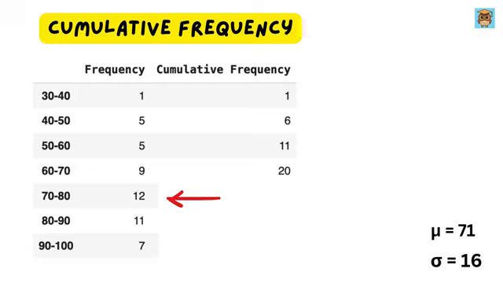Up to 80, we add 12, making it 32 students. Up to 90, we add 11 more, giving us 43 students. Finally, up to 100, we add the last 7, reaching 50 students, which is the total class size. Now, if I ask you how many students scored below 80, you can easily see this table and tell me that 32 students scored below 80, right?